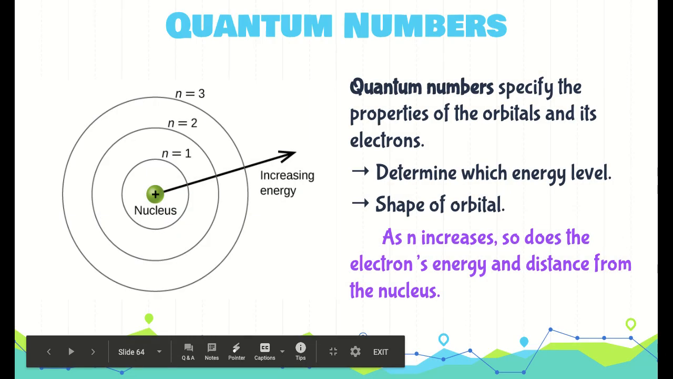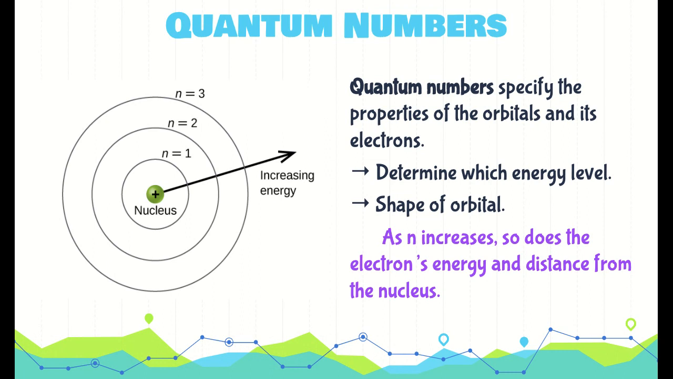Okay, so we've talked about quantum theory being able to mathematically describe what's going on with the electrons. The quantum numbers specify the properties of the orbitals and its electrons. The quantum numbers determine which energy level and the shape of the orbital. So as N increases, so does the electron's energy and distance from the nucleus.